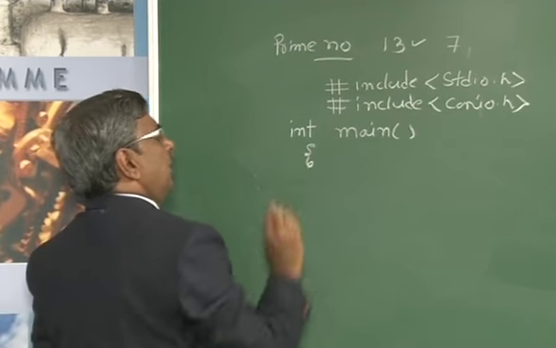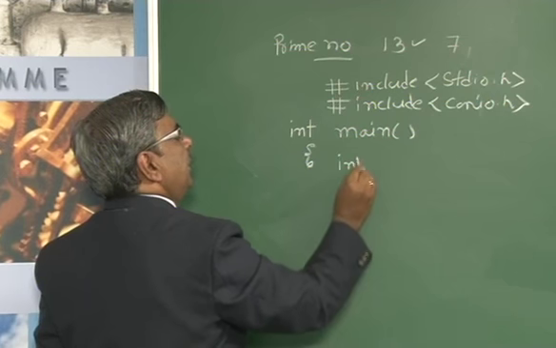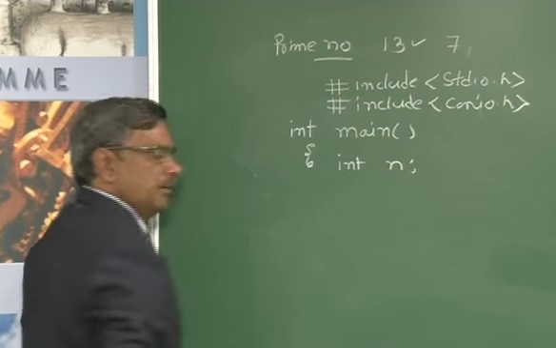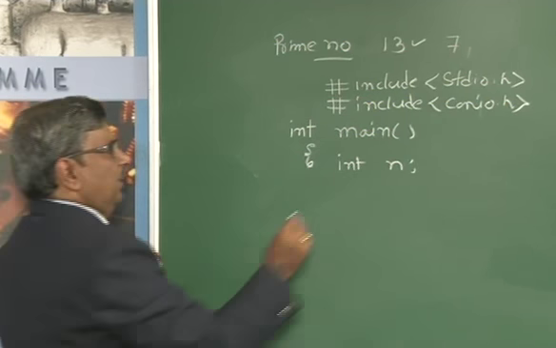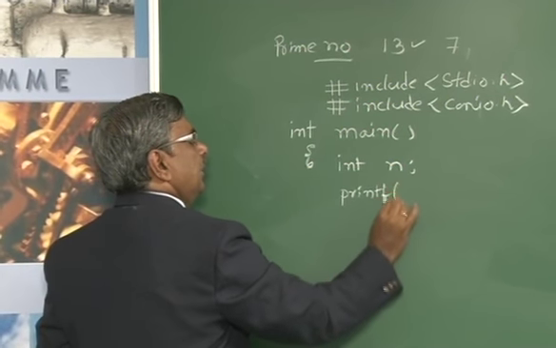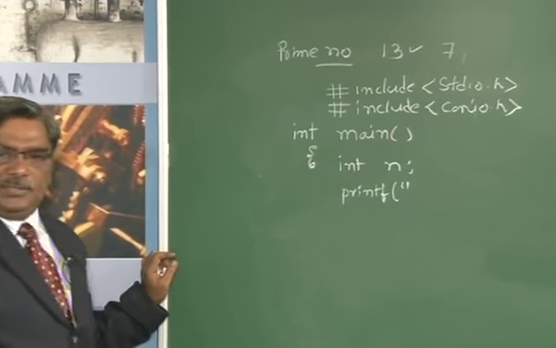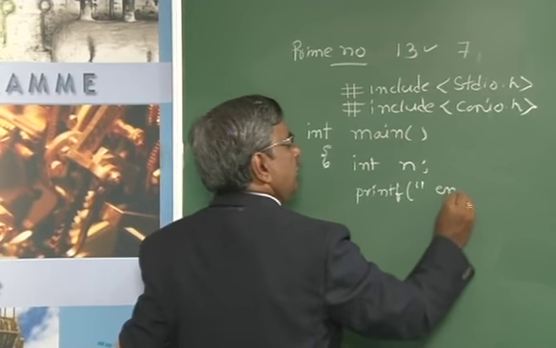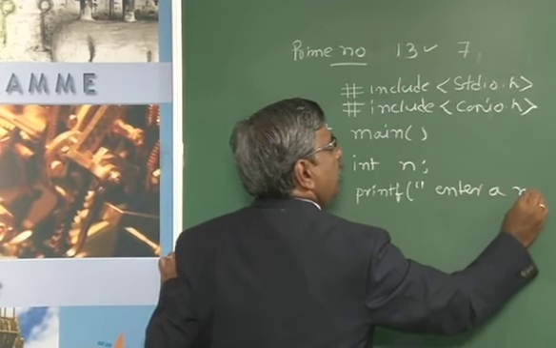Now you are checking for a number, ask the user to enter a number, let it be an integer, that is n. First send a message to the user to enter this number through the printf statement, enter a number.